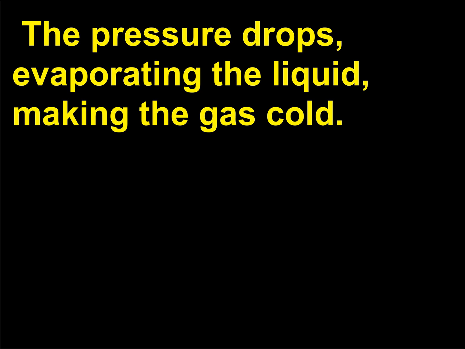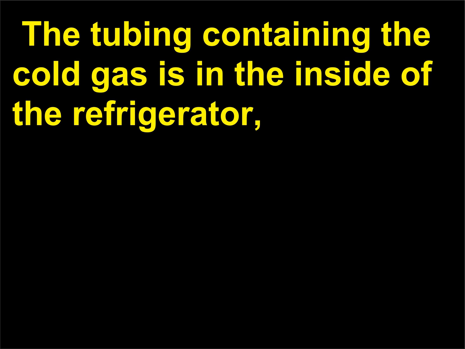The pressure drops, evaporating the liquid, making the gas cold. The tubing containing the cold gas is on the inside of the refrigerator, making it cold, and cooling the food.